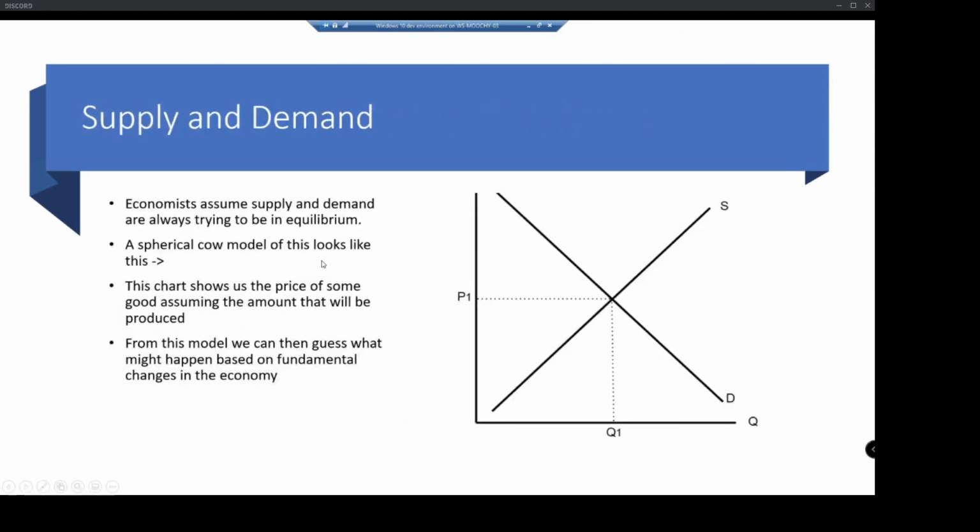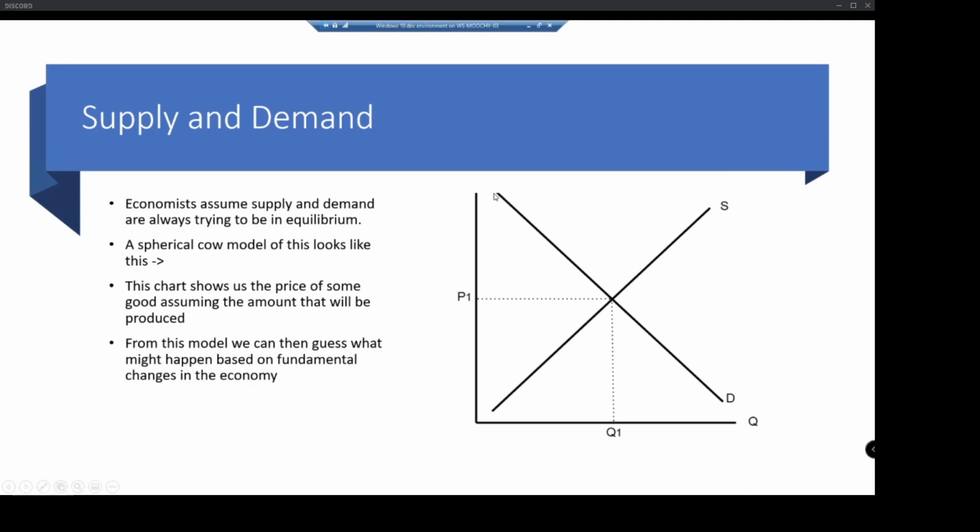Cool. Now we'll get into the actual modeling. This is really basic macroeconomics. Economists assume supply and demand are always trying to be in equilibrium, and they draw this pretty graph, which is a supply-demand graph. And this is a very spherical cow. What this chart shows is that they never put any prices on it because it's not accurate to that level of detail, but it allows you to look at direction, basically.